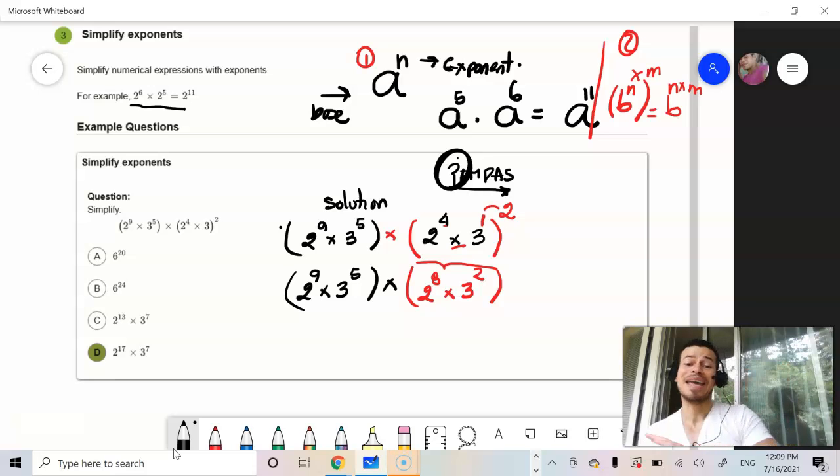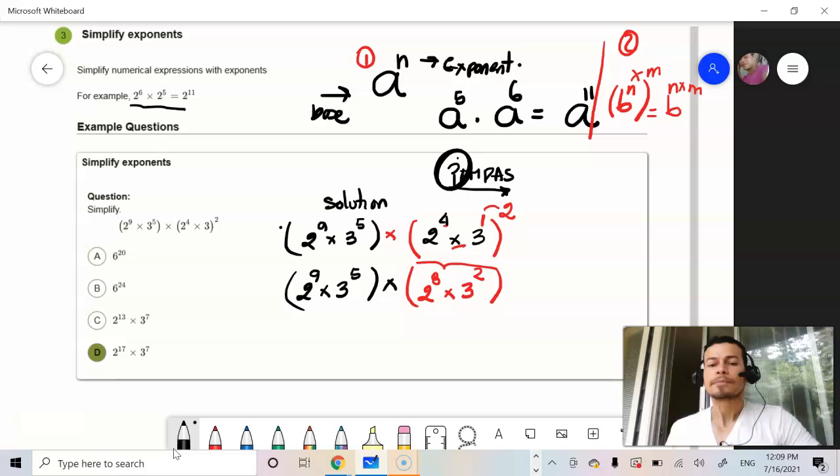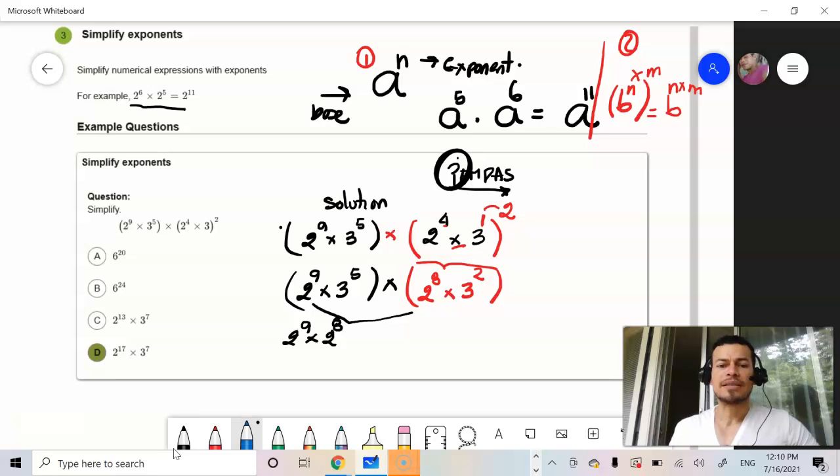Now you are going to multiply everything. Remember, you are going to apply the property to the bases that are the same. So in this case, these two bases are the same, so I'm going to have 2 to the power of 9 by, let me write the x, by 2 to the power of 8, right? And these two bases are the same, 3 to the power of 5 and 3 to the power of 2. So I'm going to write by 3 to the power of 5 by 3 to the power of 2.